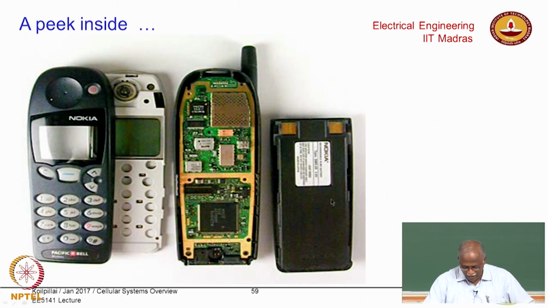And of course, more than 70% or 80% of the weight of the phone comes from the battery. The rest of it is very light because the components today are highly integrated. This is an earlier generation phone. Today you will probably see just one chip which operates this, plus some analog components.